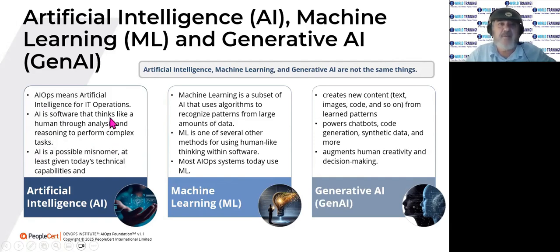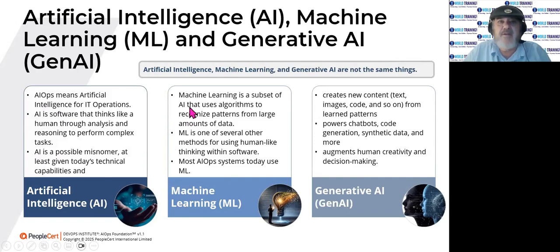I think the word thinks may be stretching reality a little, but it definitely is able to process a lot of data and provide analytics similar to some human thought processes. AI is a possible misnomer, at least even in today's technical capabilities, because it's not true intelligence as we know it. But there are goals to accomplish that ultimately in the future with generalized AI.